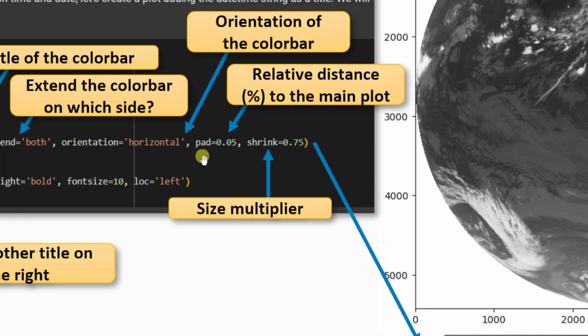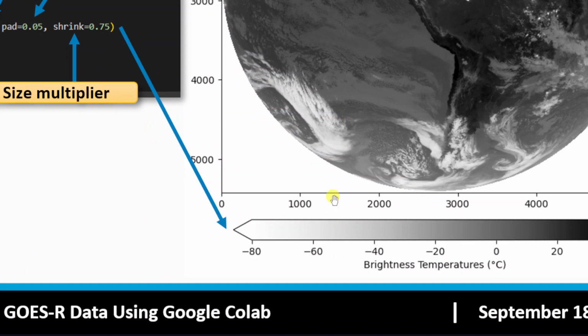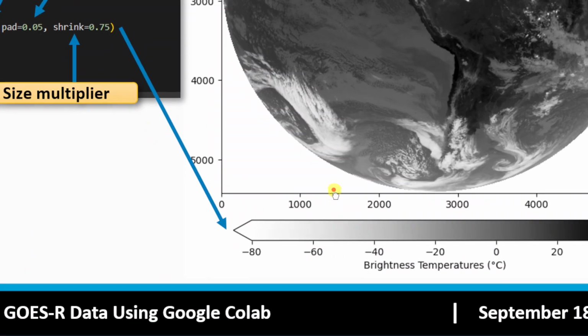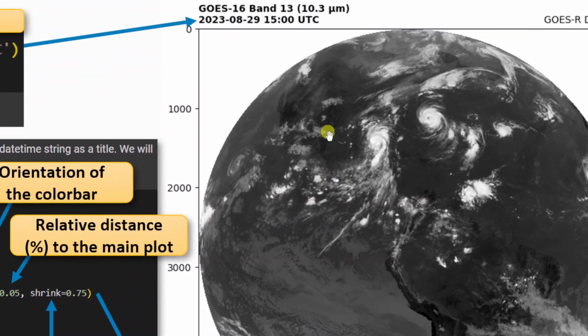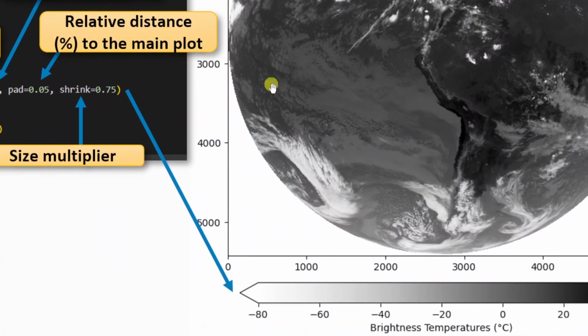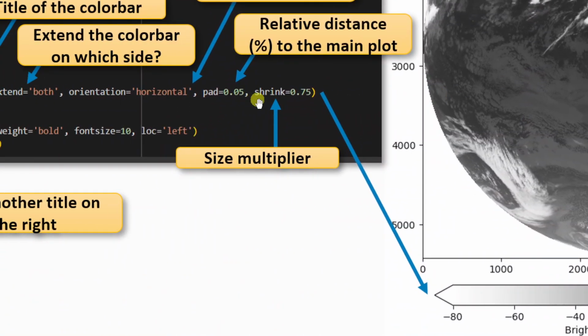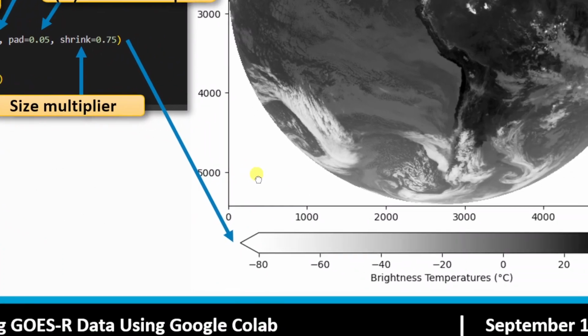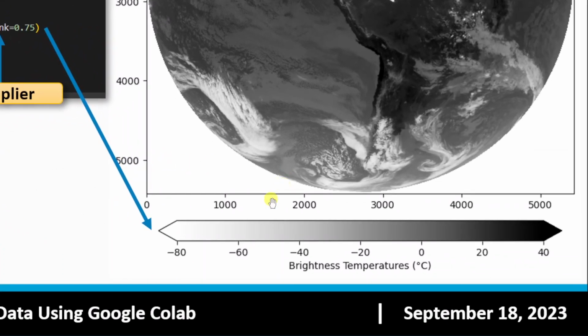With the pad parameter, I'm just specifying the distance between the color bar and the main plot. And for example, with 5%, I'm saying, hey, I want this distance here to be 5% of the size of the main plot, okay? And the shrink parameter is a multiplication factor, right? It's a size multiplier. So with 75%, I'm just saying that I want the color bar with 75% of its original size, okay?